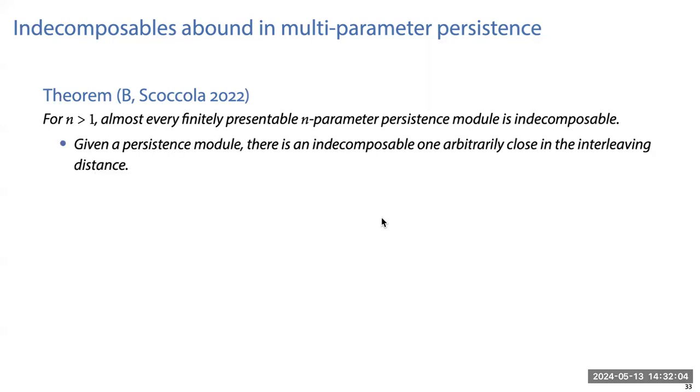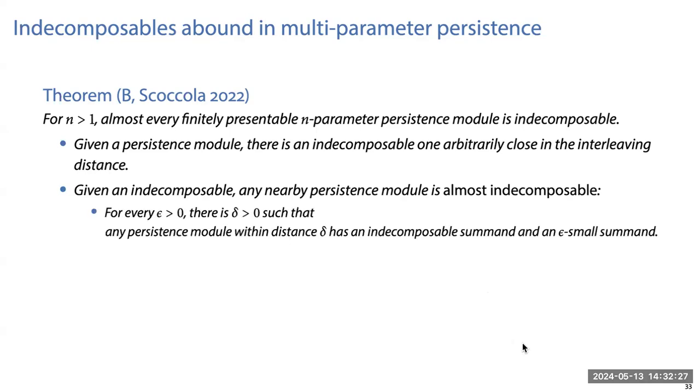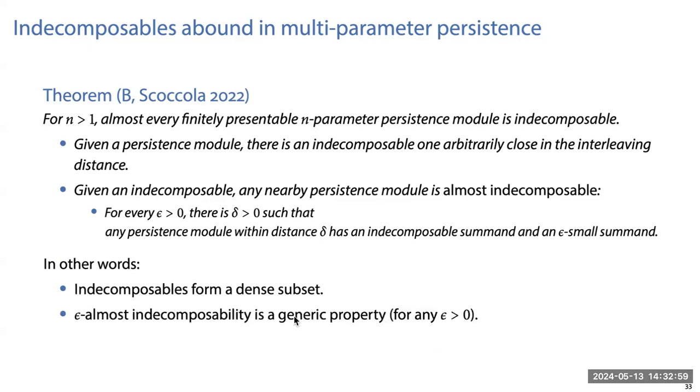So given an arbitrary persistence module, maybe coming from two-parameter filtrations, it may decompose itself, but there's always an indecomposable one arbitrarily close in the interleaving distance. And on the other hand, given an indecomposable one, any other persistence module sufficiently close to this is maybe not indecomposable itself, but it can be written as a direct sum of an indecomposable one and a second summand, which is guaranteed to be small, the algebraic analog of having short intervals in the barcode decomposition. So this can be stated in a different way as saying the indecomposables in multi-parameter persistence form a dense subset in the interleaving distance, and being indecomposable up to maybe very small summands, close to 0 in the interleaving distance, is a generic property for any epsilon.